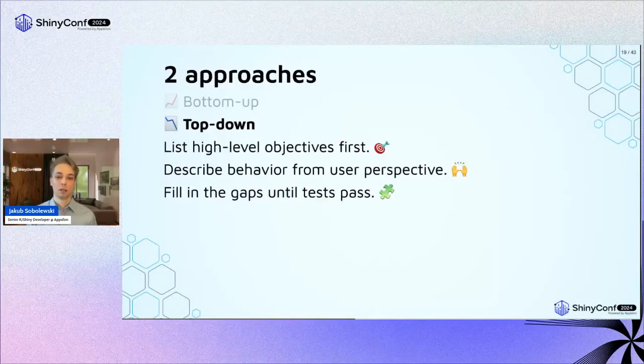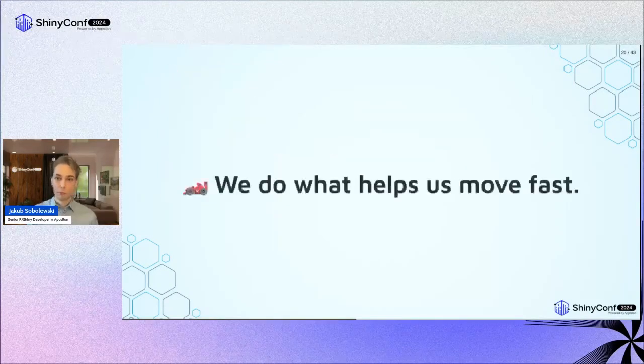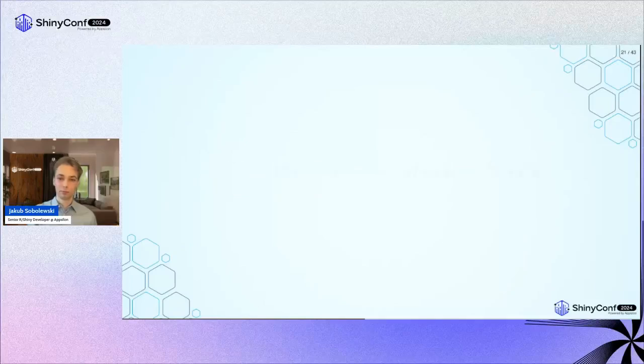So how do we choose the correct approach? If we're developing a Shiny module, a list of user behaviors we want to implement can be more useful. Then we do top-down approach. And if we're developing some computation, maybe it's better to start from the smallest piece of the algorithm and build up from there. Then we go with bottom-up approach. We do what helps us move fast and obtain our goal.